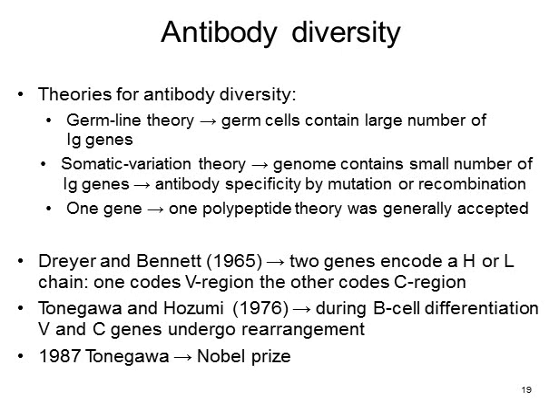Then in 1976, Tonegawa and Hozumi discovered that during B-cell differentiation, the variable and constant genes underwent a rearrangement. This seemed to provide evidence for the somatic variation theory, and actually won Tonegawa the Nobel Prize for Science in 1987.